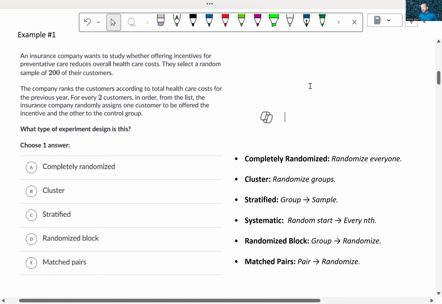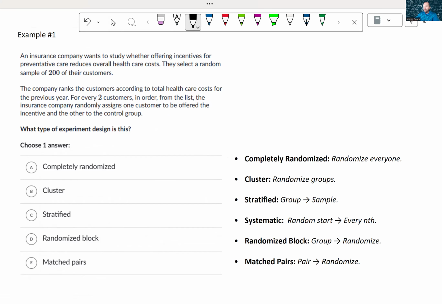So a completely randomized study means that they randomize everybody. It looks like since the subjects were first put into pairs with another similar customer before being randomly assigned, the study didn't use a completely randomized design. So it's not going to be A. Cross out A.